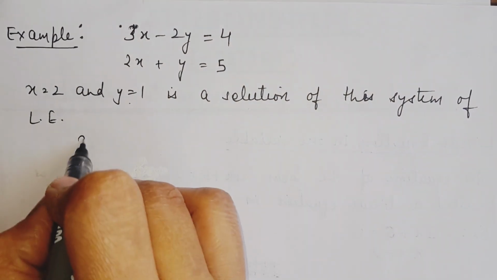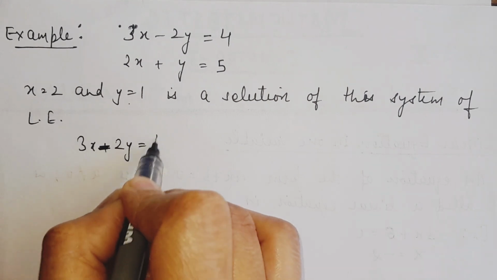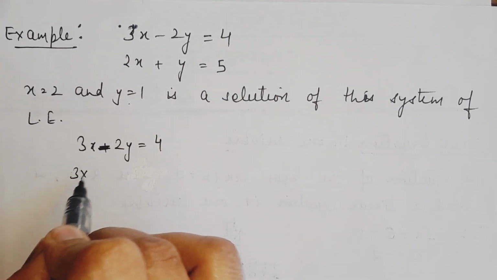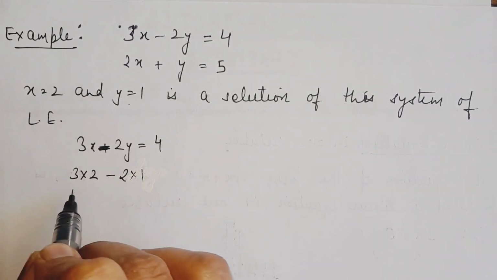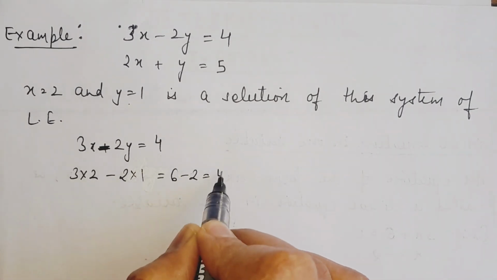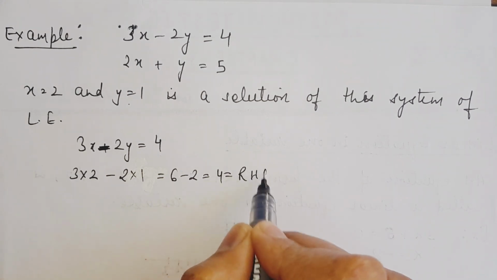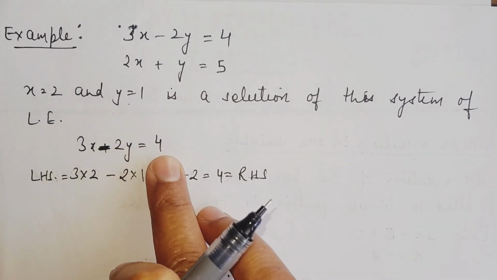So the first equation is 3x minus 2y equals 4. In place of x we will replace 2, and in place of y we will replace 1. So we will get 6 minus 2, that is 4, and that is equal to the right hand side. So that means left side is equal to right side here.